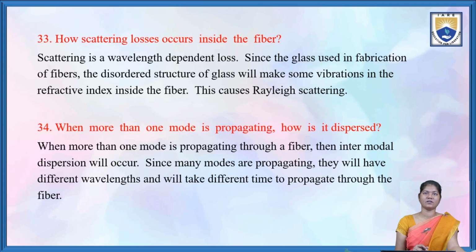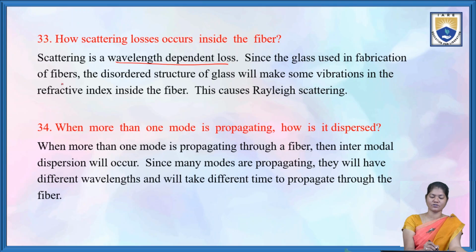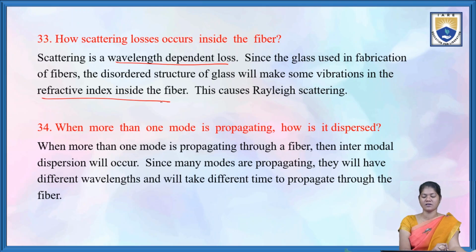How do scattering losses occur inside the fiber? Scattering is a wavelength-dependent loss. Since the glass used in fabrication of fibers has a distorted structure, it will cause some variations in the refractive index inside the fiber. So it causes Rayleigh scattering.